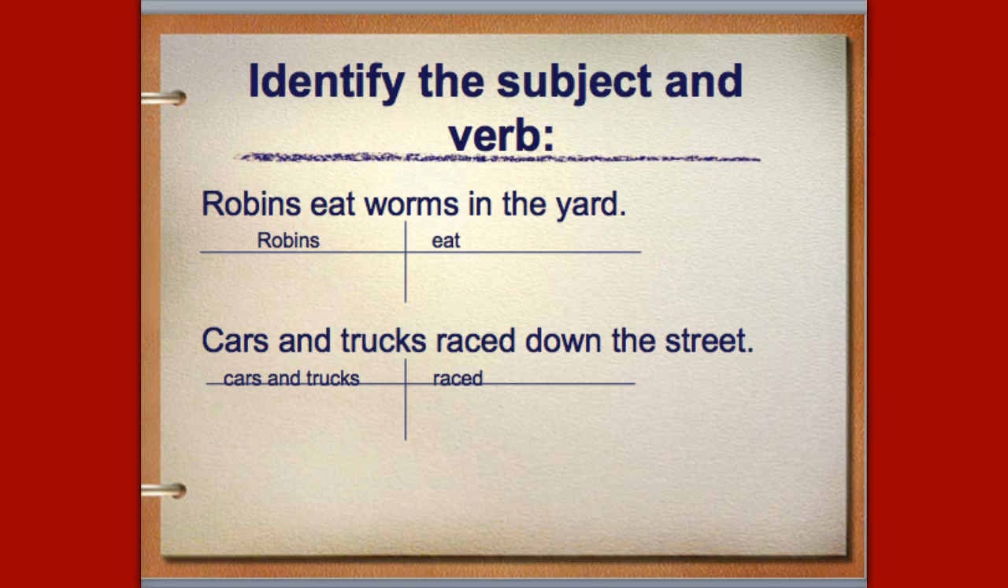Robins eat worms in the yard. Now we would actually put in the yard underneath eat. We're not going to worry about that right now. So robins, the subject, we put on the left, eat we put on the right, and boom, you're done.